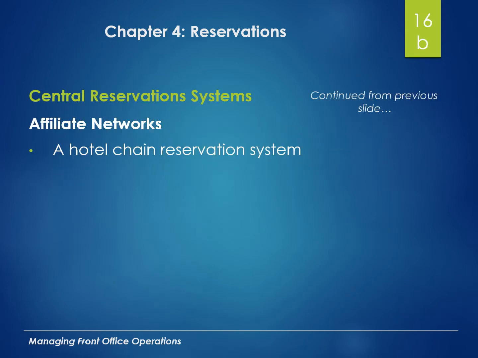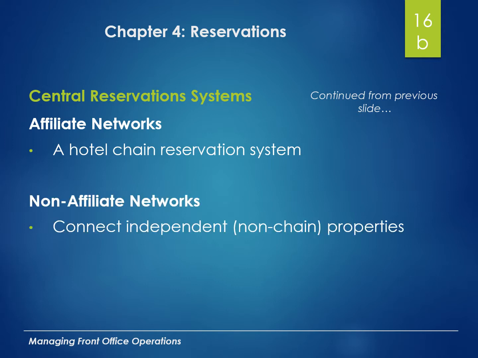So we have two different types of central reservation systems. One is an affiliate and one is a non-affiliate. An affiliate network essentially is a chain or a branded hotel, like Marriott or Hilton or Hyatt or Valencia Group. So there might be a central reservation system that can handle making reservations at a variety of properties, but all within that same brand, all within that same chain. Okay? The non-affiliate are independent properties.